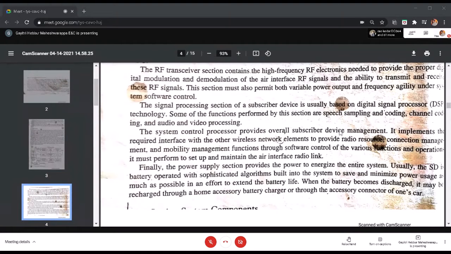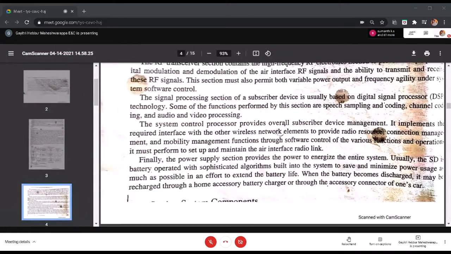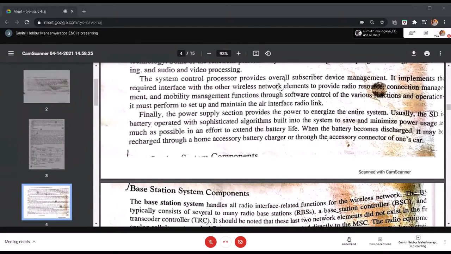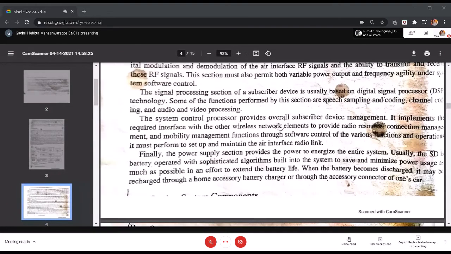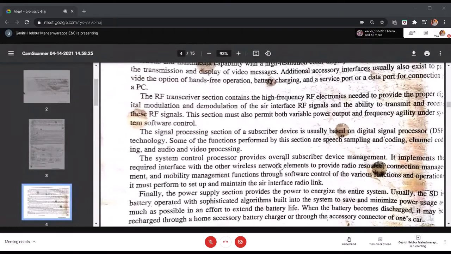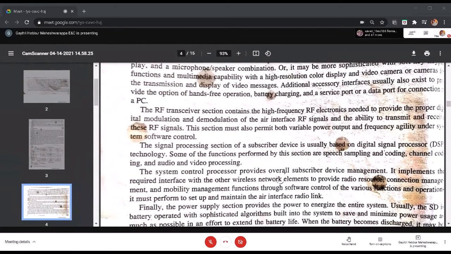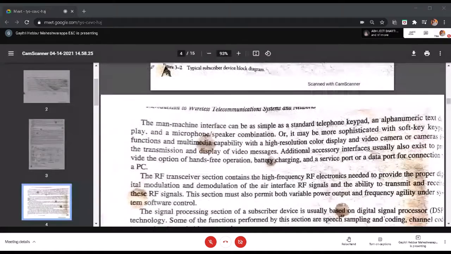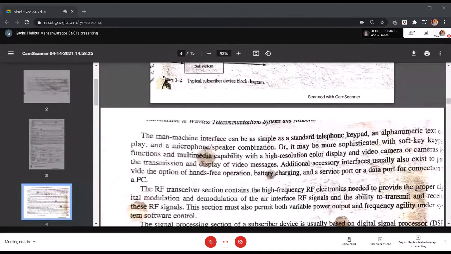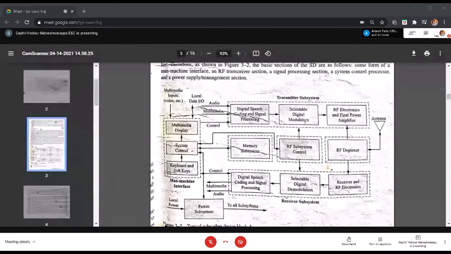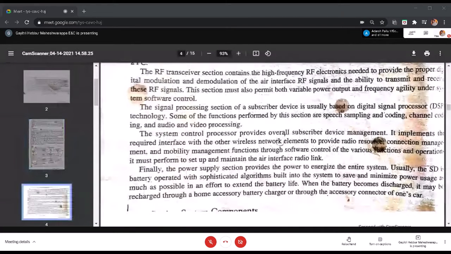When the battery becomes discharged, it may be recharged through a home accessory battery charger or through the accessory connector of one's car. So this is all which is present in the subscriber device. We have an external connection for charging the battery, uploading or downloading data from the PC system. Also we have the control section, transmitter section, receiver section, and the important man-machine interface. This entire thing will be present in the subscriber device. Hope you understand this. Next we'll move on to base station system components.